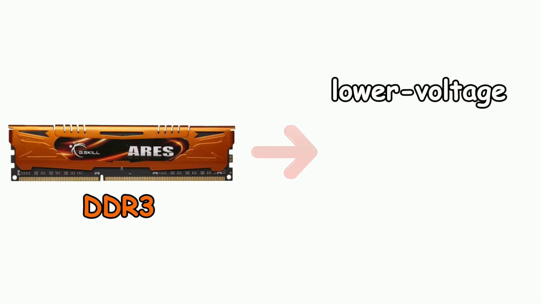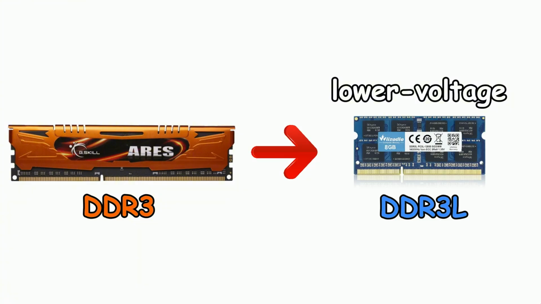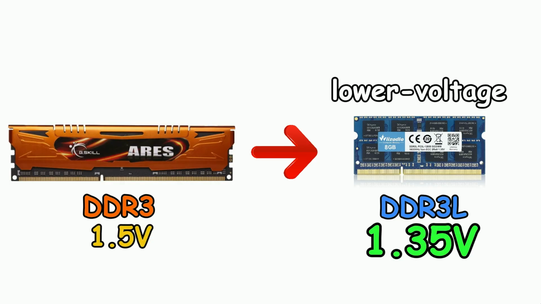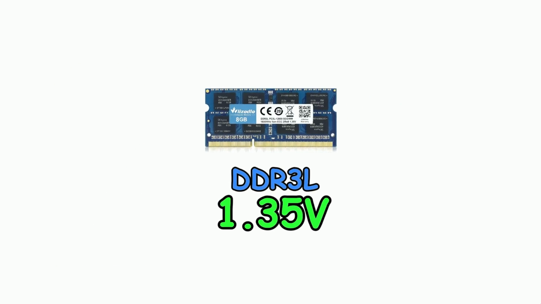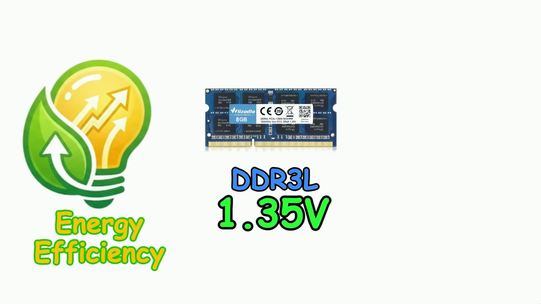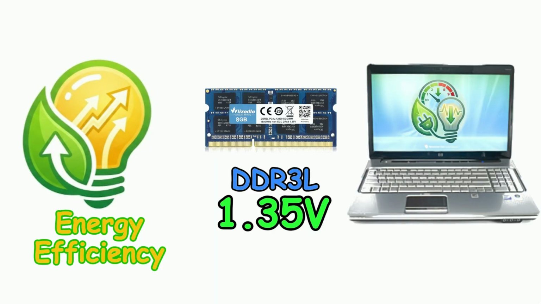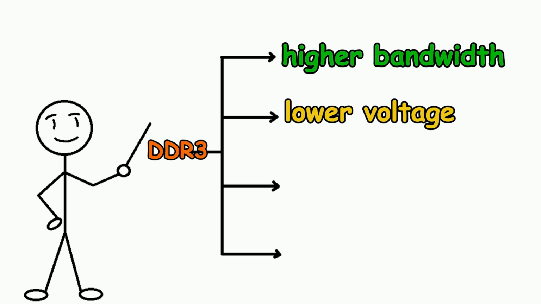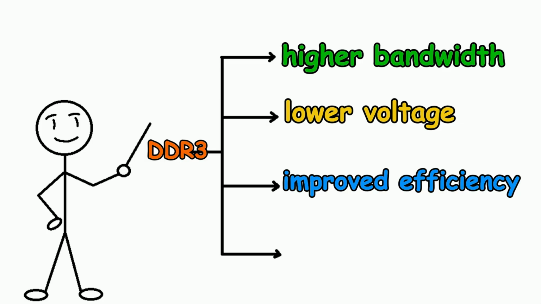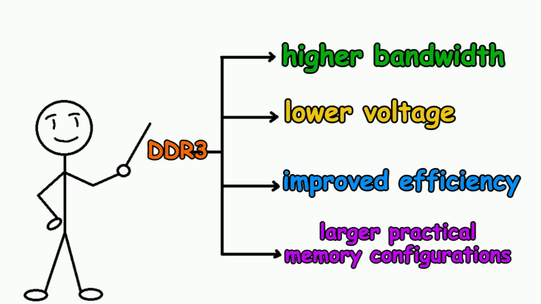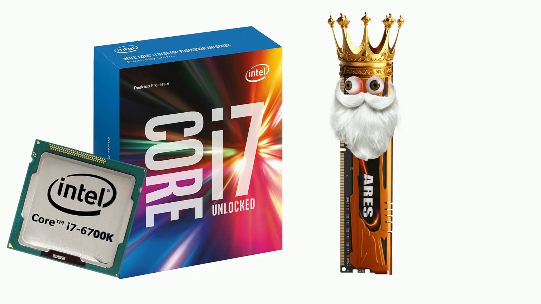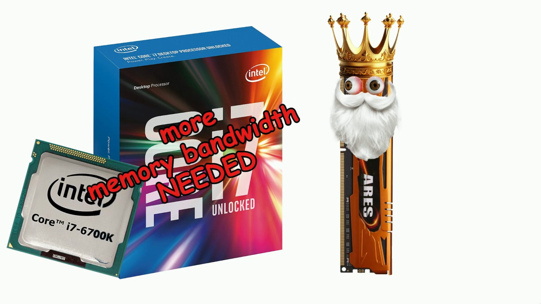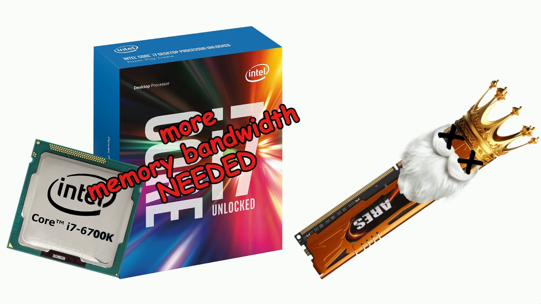DDR3 also became available in lower voltage versions, such as DDR3L, which typically operated at around 1.35 volts. These versions were designed to improve energy efficiency and were especially useful in laptops where lower power consumption could help extend battery life. Compared with DDR2, DDR3 offered higher bandwidth, lower voltage, improved efficiency, and larger practical memory configurations. But as CPUs continued to become faster and software demanded even more memory bandwidth, DDR3 eventually reached its limits.